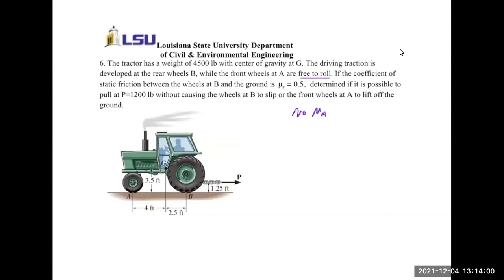If the coefficient of static friction between wheel B and the ground, mu SB, is 0.5, determine if it's possible to pull with P equal to 1,200 pounds without causing the wheel at B to slip or the front wheel at A to lift off the ground. So this is a tipping versus slipping problem.